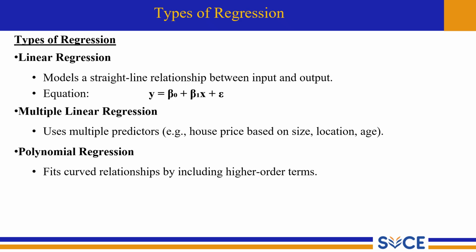Finally, polynomial regression. Sometimes the relationship between variables is not a straight line. In such cases, polynomial regression helps by adding higher order terms like x squared or x cubed. This allows the model to fit curved patterns and capture more complex trends in the data. Together, these types of regression give us flexibility to model simple, multi-factor and non-linear relationships depending on the problem we are solving.